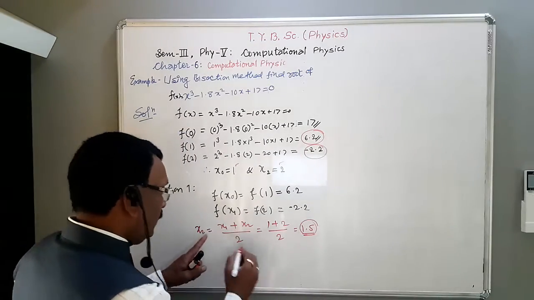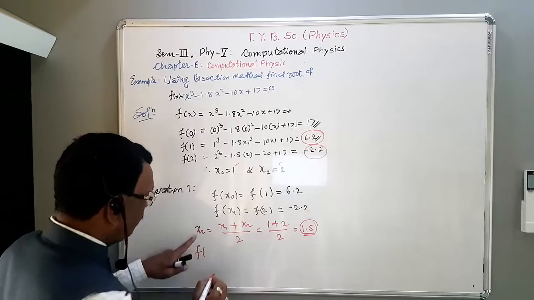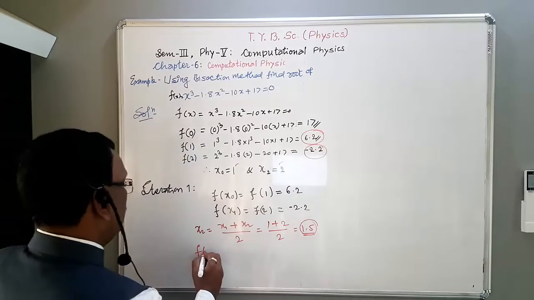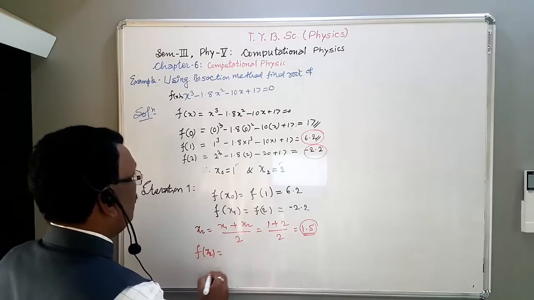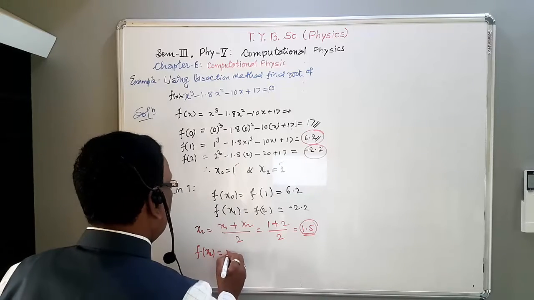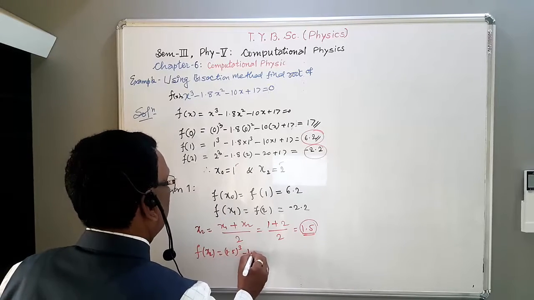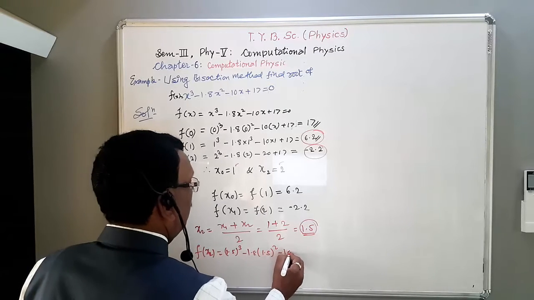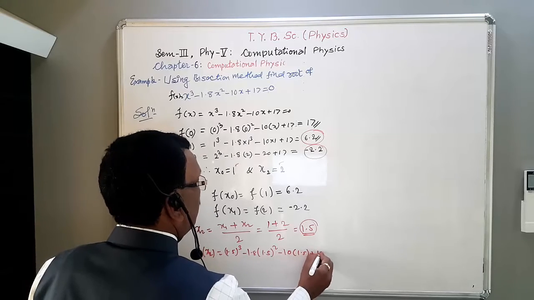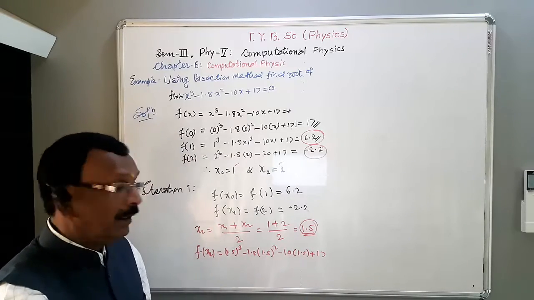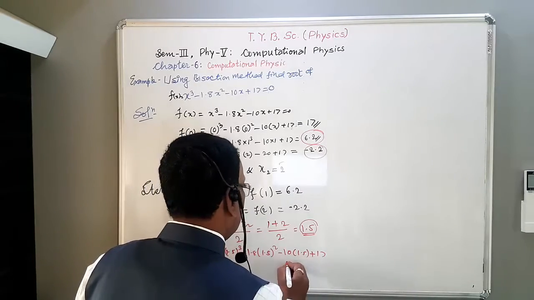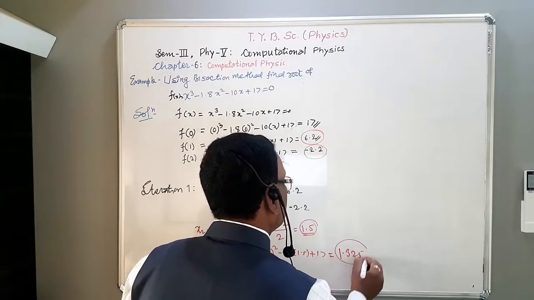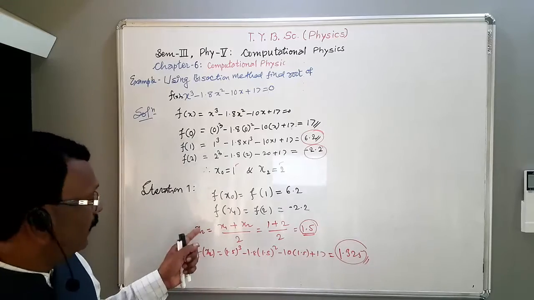Now when we substitute this value of x2, that is 1.5, in this function, we have f of x2 is equal to what? Substitute the value 1.5: 1.5 cube minus 1.8 into 1.5 square minus 10 into 1.5 plus 20. Solve this term, and after solving this we will get the value 1.325. Okay. In this way, we get it.